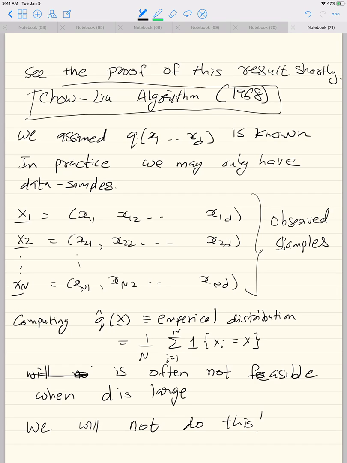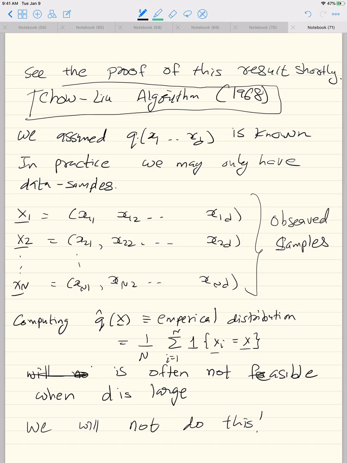Okay, so what if we don't have access to Q of x1 to xd, but all we have access to are just n samples, x1 to xn, each of them having d features. Now computing q hat of x in this case using the empirical distribution is not going to be practical, and this is because if we just try to use the empirical estimates, we will be stuck with the curse of dimensionality. And we discussed this before a few weeks ago.